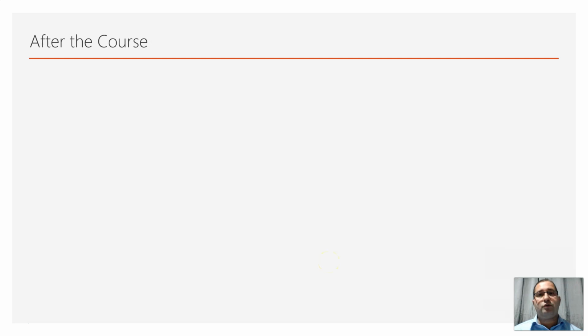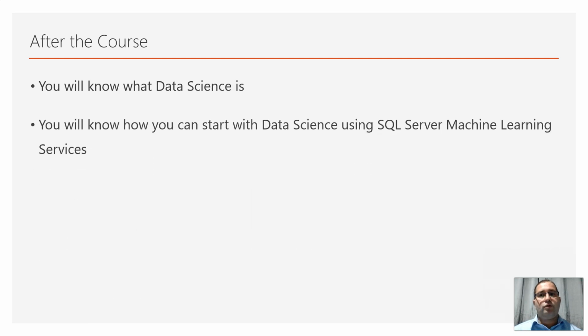After the course, you will know what data science is, along with its main life cycle. You will know the difference between data science, machine learning, and artificial intelligence, and also how all these are interconnected. Also, you will know how you can start doing data science using SQL Server Machine Learning Services. Within the course, we are going to install together SQL Server along with its machine learning services and see step by step how we can get started.